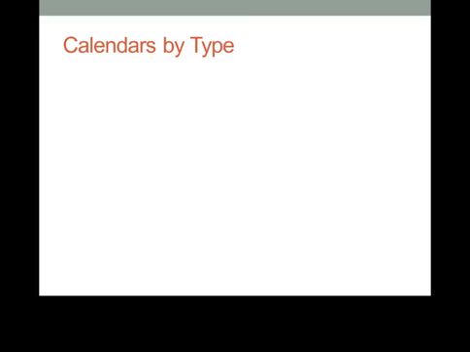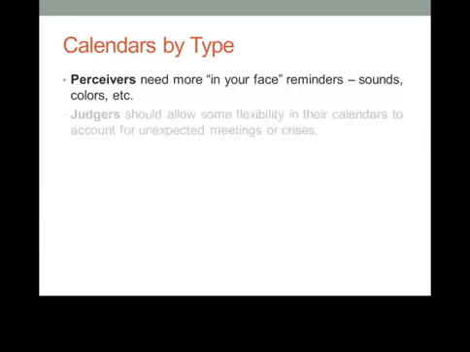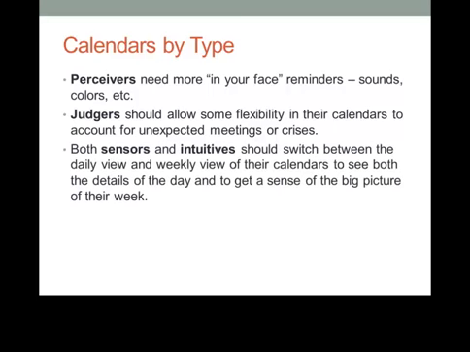Now let's look at calendars by type. Perceivers need more in-your-face reminders, sounds, colors, etc. to help them remember what their tasks and appointments are. Judgers should allow some flexibility in their calendars to account for unexpected meetings or crises. Both sensors and intuitives should switch between the daily view and weekly view of their calendars to see both the details of the day and to get a sense of the big picture of their week.